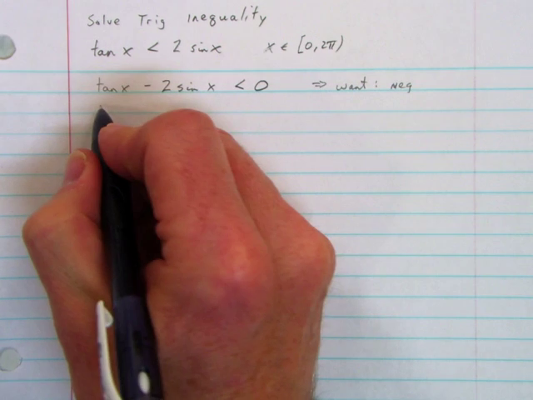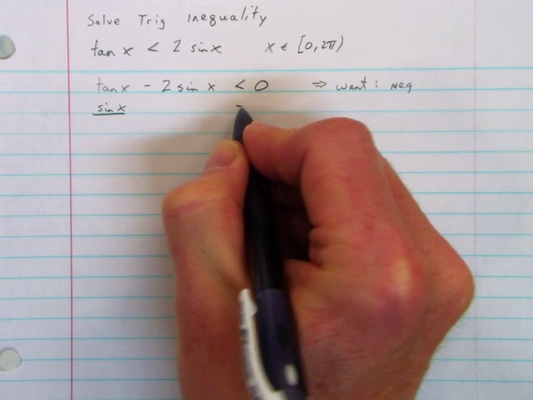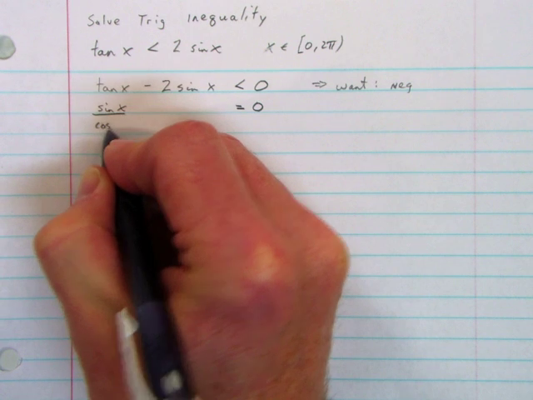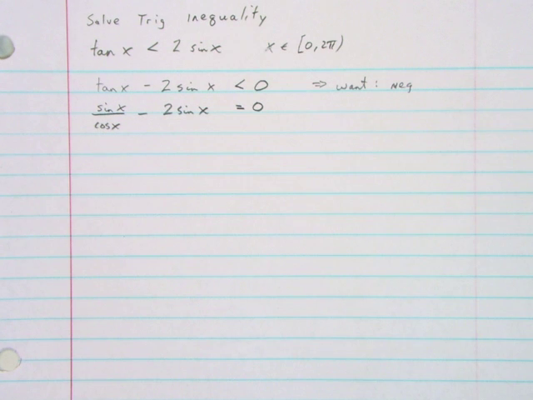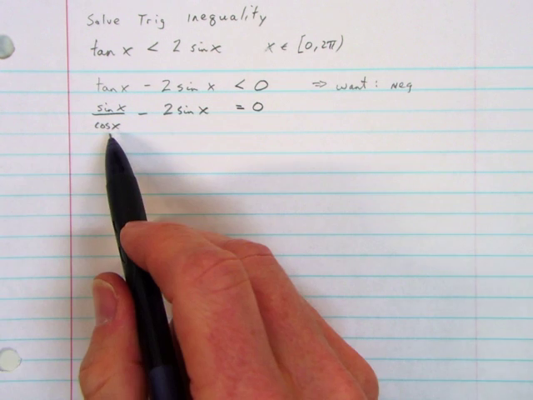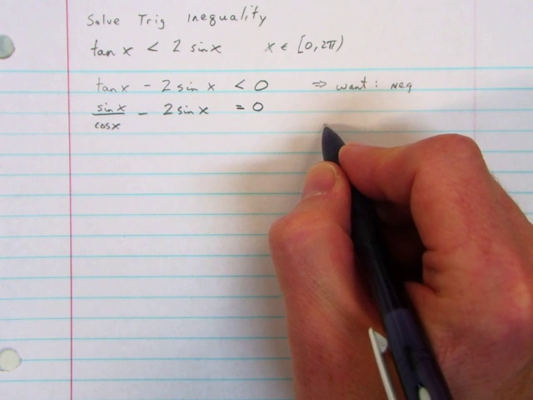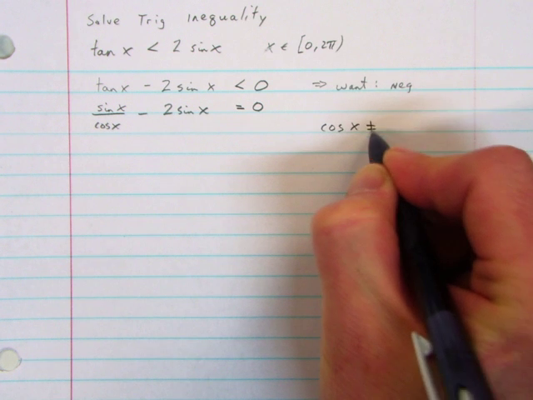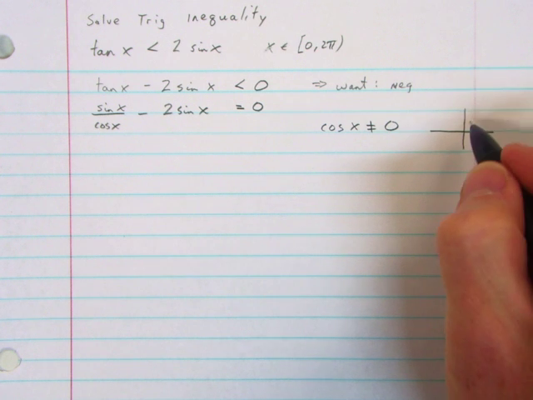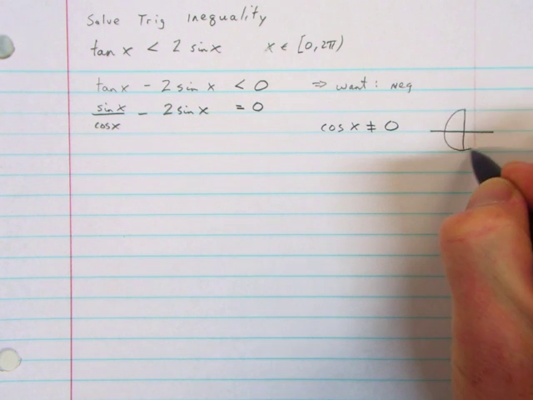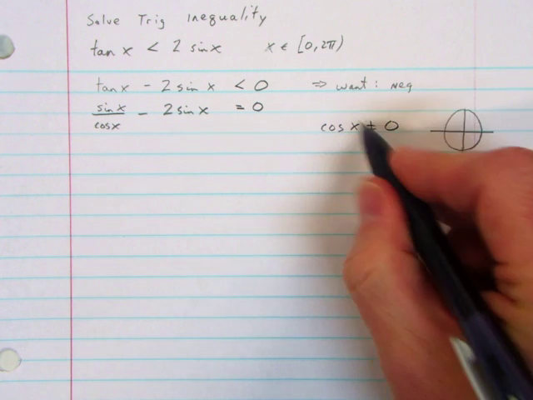Now that we have that, we're going to switch the inequality into an equality sign. And there's one very important thing about this problem: notice that we have a cosine x on the bottom. So we need to say immediately that cosine x cannot equal 0, because we can change sign, positive or negative, at an undefined value.